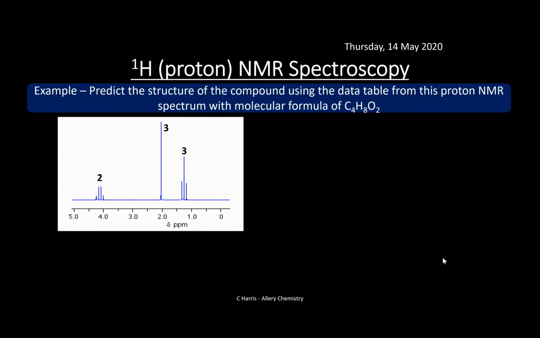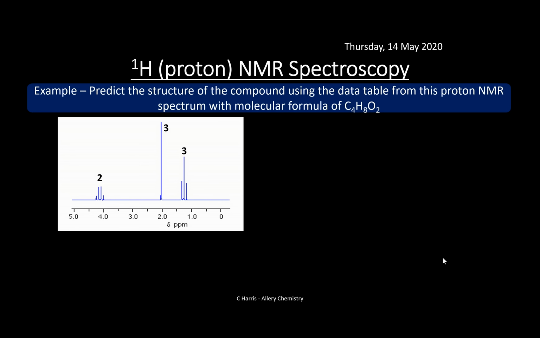Okay, so let's have a look at some examples, because the key thing, like I say, is practice. Here we're going to predict the structure of the compound using the data table from this proton NMR spectrum, and this has a molecular formula of C4H8O2. You might straight away think, oh, that's a carboxylic acid. It could be an ester, it could be anything like that, but at least we know the formula. So it's got 2 oxygens in.